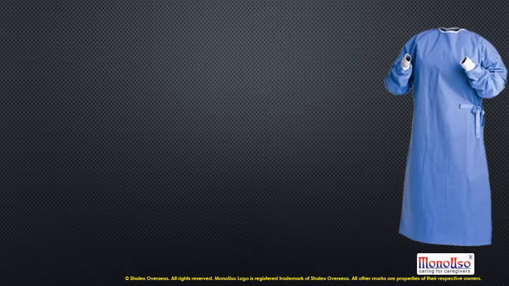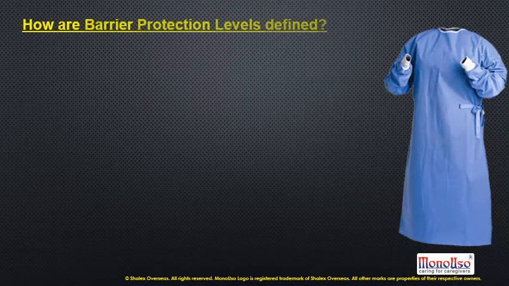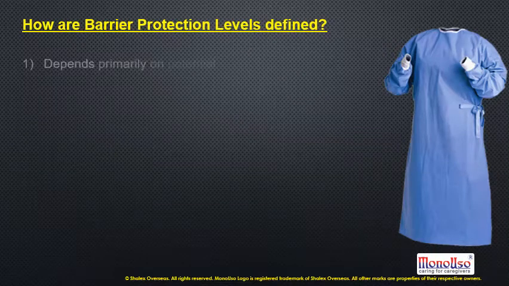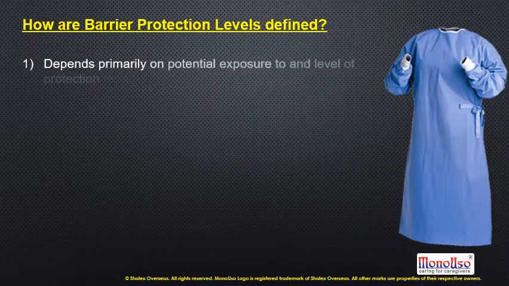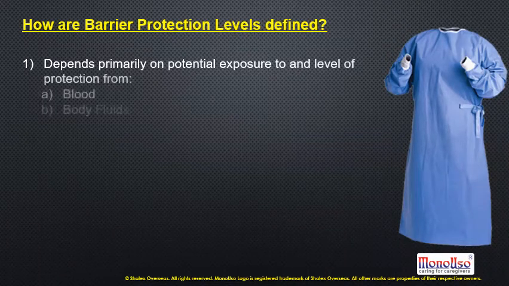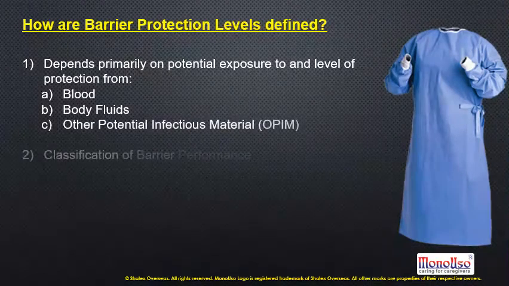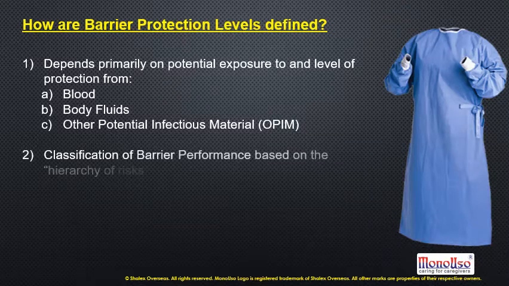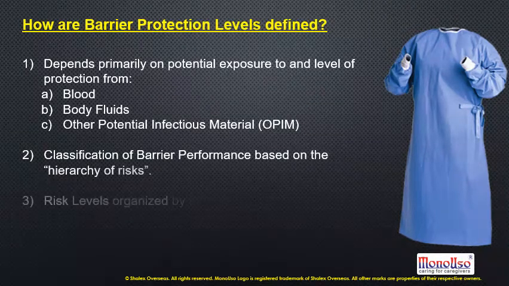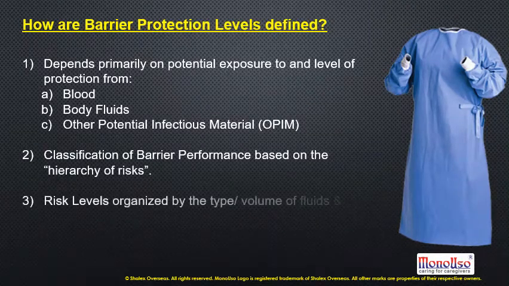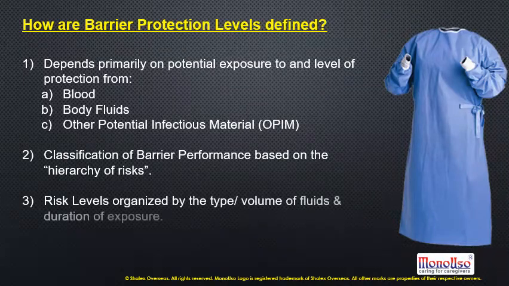Now let's take a look at how barrier protection levels are defined. First of all, they are based on the potential of exposure to blood, body fluids and other potentially infectious material. The classification of barrier protection levels is from 1 to 4 and is based on what we call the hierarchy of risks. That hierarchy is determined by the type, volume of fluids and duration of exposures.